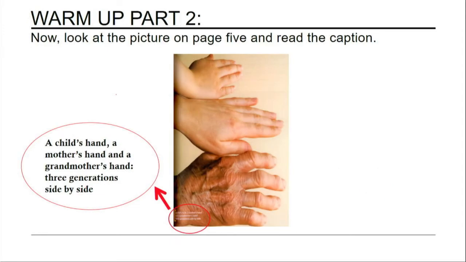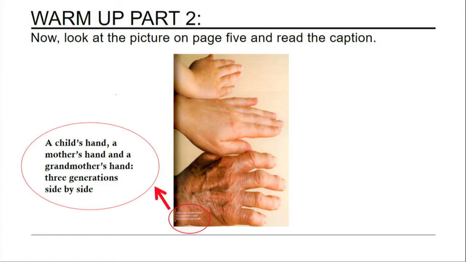Now, look at the picture on page 5 in your textbook, close up. 3 hands laid next to each other. Read the caption. For those who haven't got the textbook with you, I've enlarged the caption for you. It reads, a child's hand, a mother's hand, and a grandmother's hand. 3 generations side by side.